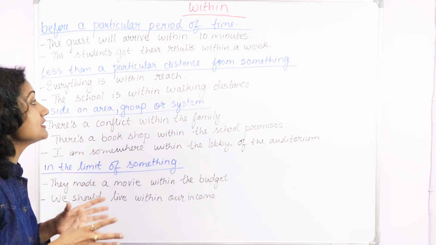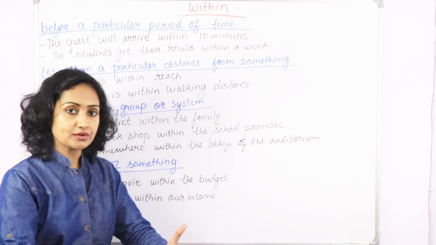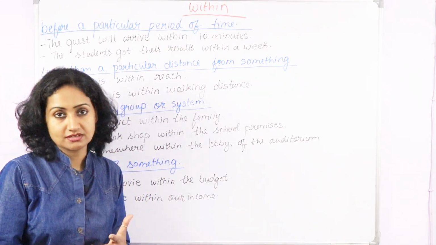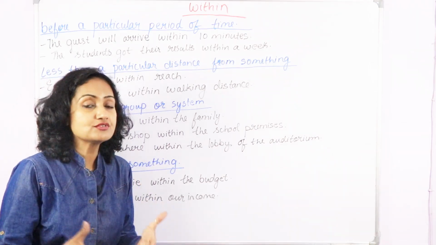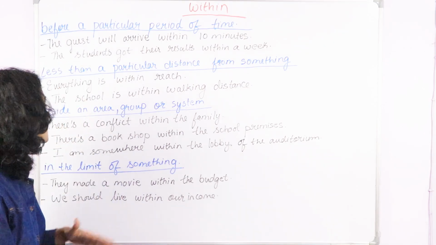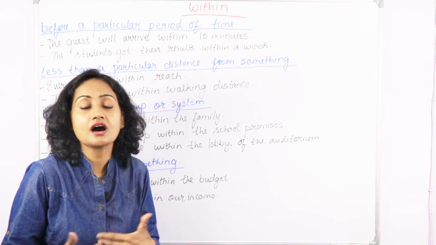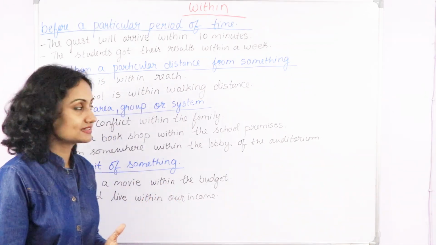Less than a particular distance from something. So here we are talking about a distance. Less than that. Everything is within reach. That means you can easily go and buy anything. So everything is within reach. The school is within walking distance. You don't have to take a car or a bus. It is within walking distance.